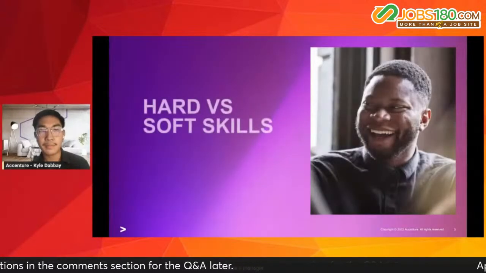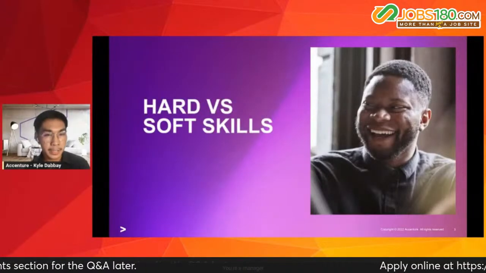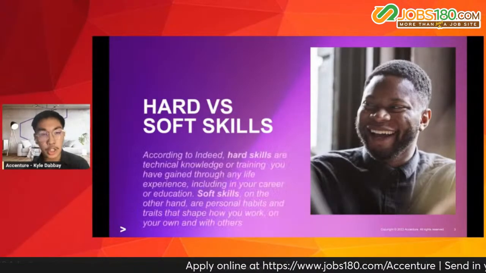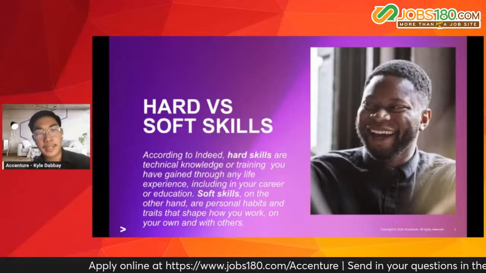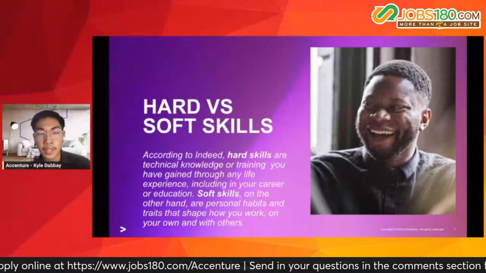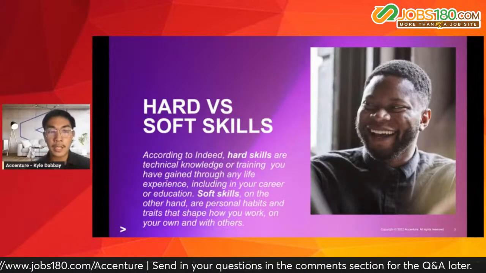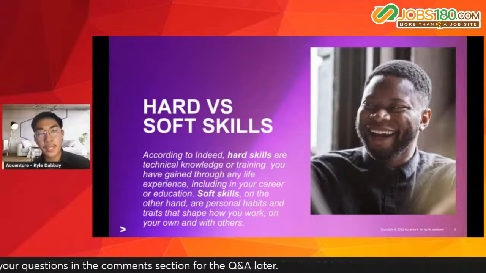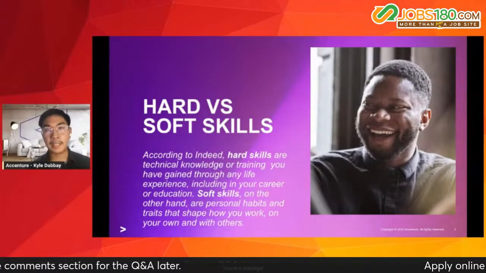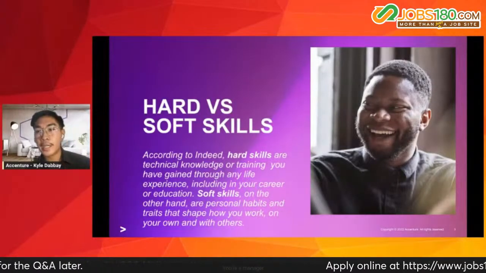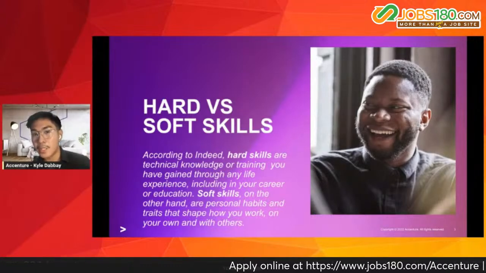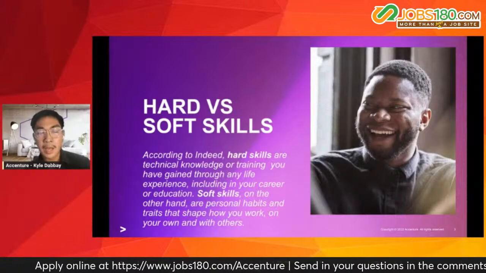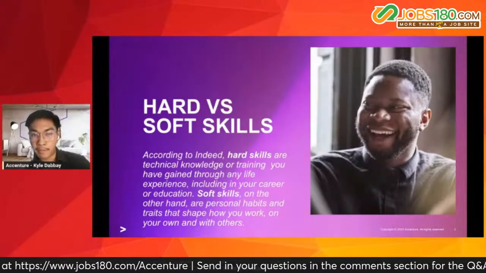All right. So there are two types, generally, of skills, hard and soft skills. So we're going to distinguish each today. According to Indeed, hard skills are technical knowledge or training you have gained through any life experience, including in your career or education. So when we talk about hard skills, these are industry specific skills. Meaning you have acquired this set of skills because this will help you eventually in your profession.